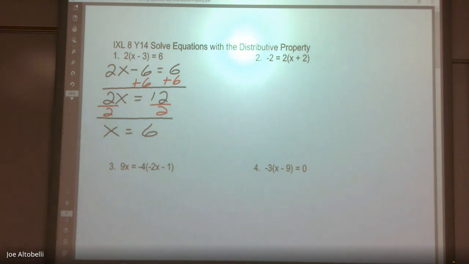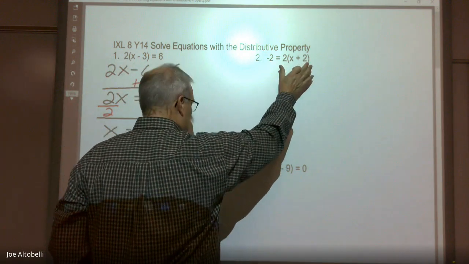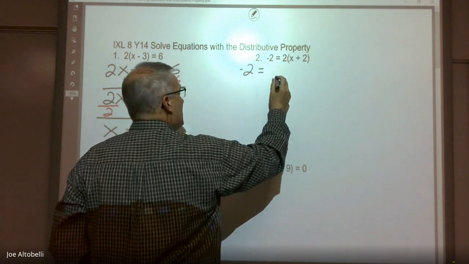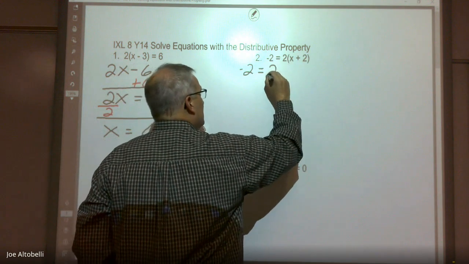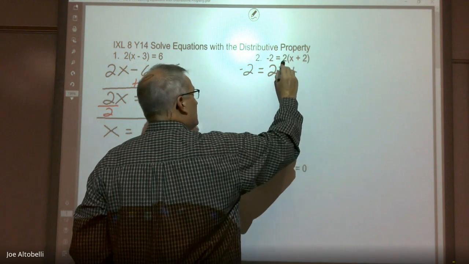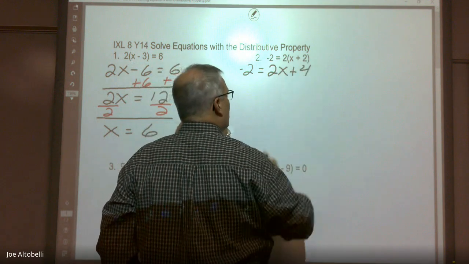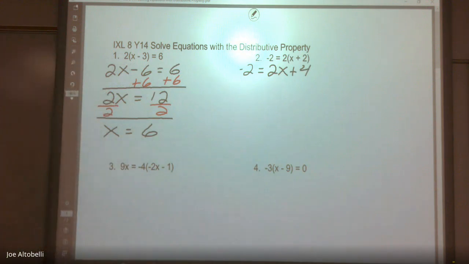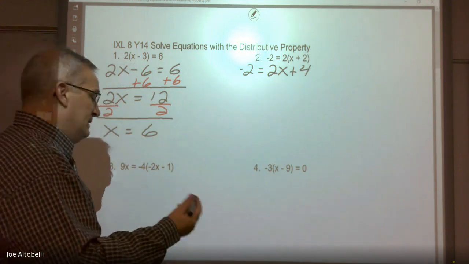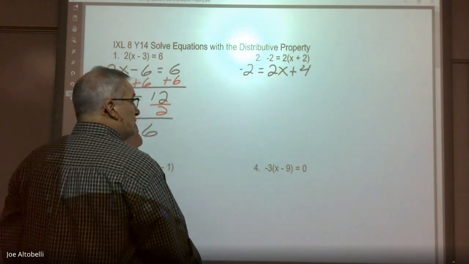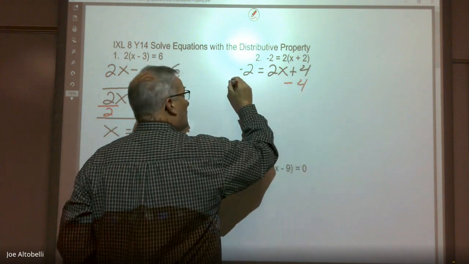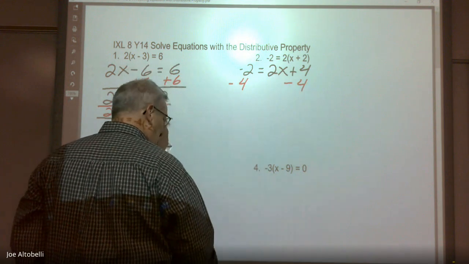Number 2, it's the same process, only our distributive property will be on the right side. So the negative 2 stays the same, equals, and we go 2 times x, 2x, plus 2 times 2, 4. Combine like terms, nope. Variables on both sides, nope. I continue solving. This is a 2-step equation. So I subtract 4, subtract 4.